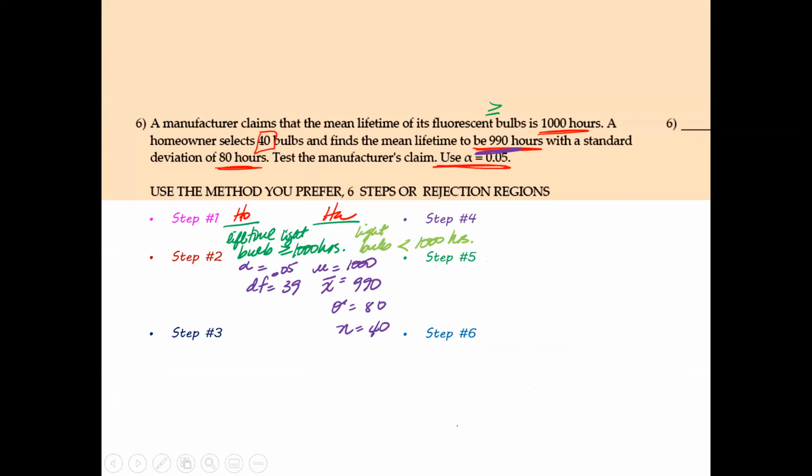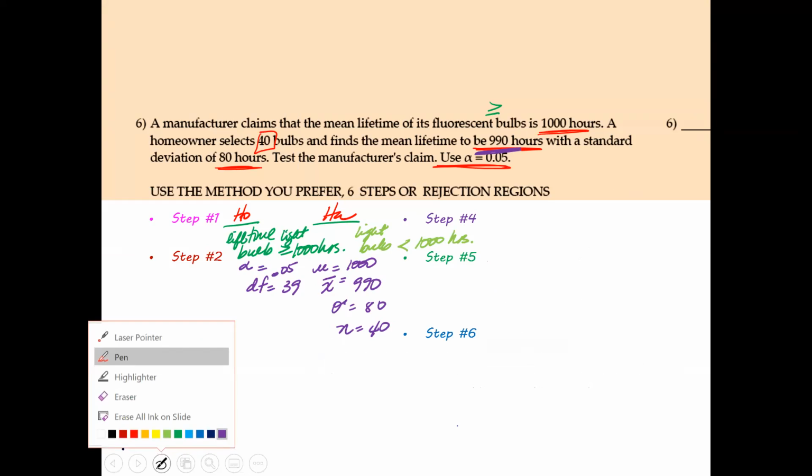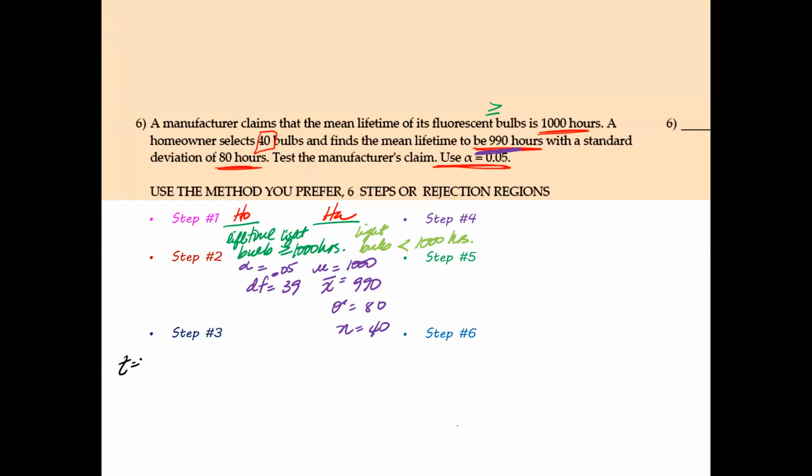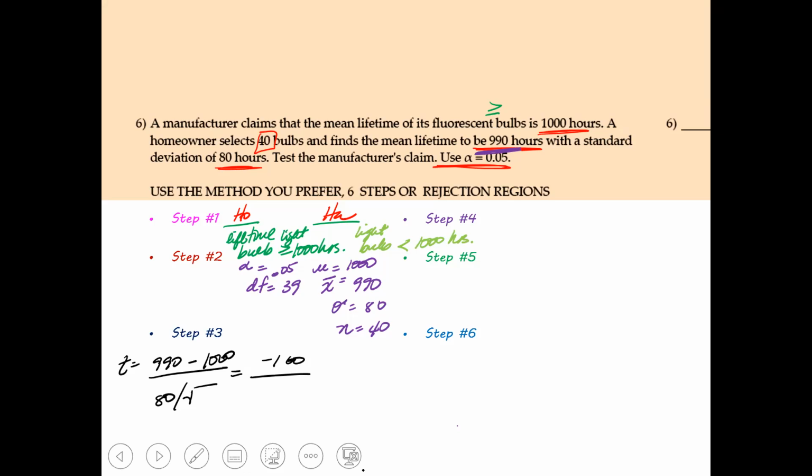Okay, so with that said, let's take a look at step number 3. Step 3 is the one that requires a bit of work because it is also the one with the formula. So X bar, which is 990, minus mu is going to give you negative 100. Don't forget your denominator. Your denominator is going to be 80, the standard deviation, divided by the square root of the sample size, and the sample size is 40.